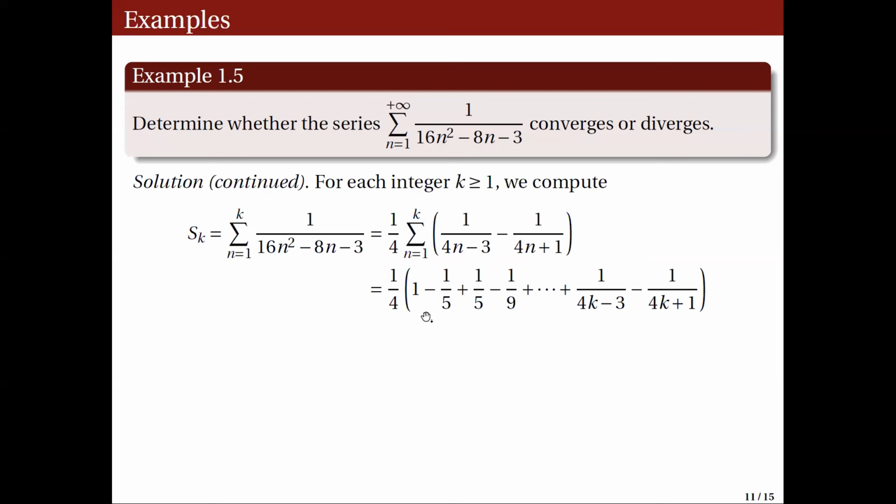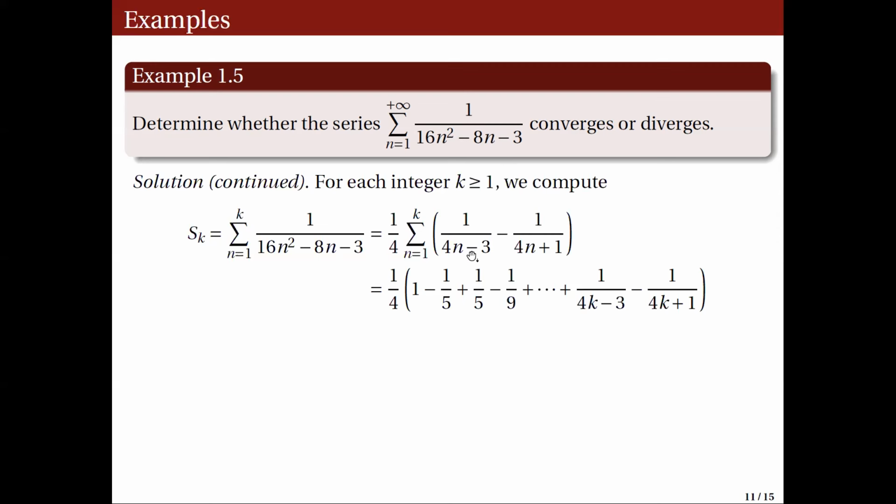And observe that if n equals 1, the first term here will be 1 minus 1/5. If n is equal to 2, we have 1/5 minus 1/9, and so on until we reach the corresponding term for n equals k, which is 1 over 4k minus 3 minus 1 over 4k plus 1. And as you may notice, some of the terms will cancel out. For instance, negative 1/5 plus 1/5 is 0, negative 1/9 plus 1/9 equals 0, and so on and so forth.